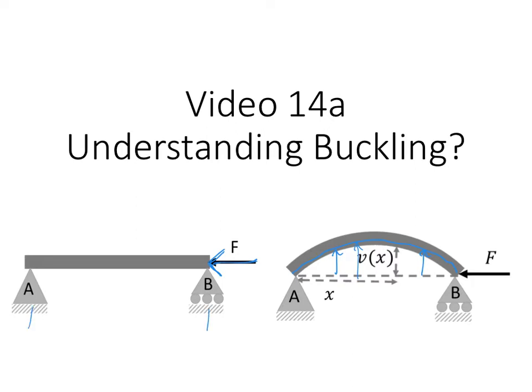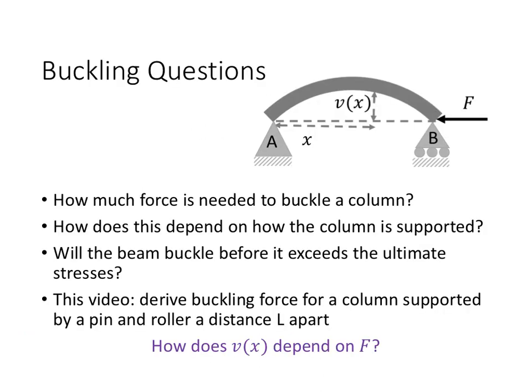So this length here and this here are shorter. So it's these lateral deflections due to an axial load, and specifically due to a compressive axial load, that is buckling. Some questions we might ask about buckling is how much force, F, is needed to buckle this column? How does this depend on the way the column is supported? And will this beam actually successfully buckle, can it do this, before it exceeds the ultimate stresses due to an axial load?